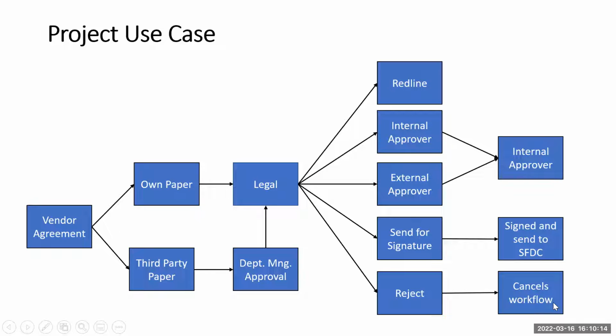So that's the exception scenario. Send for signature. Once the agreement is signed, the signed date, the effective date, and some other data, such as stage, will get updated in Salesforce. Then the external approval and the internal approval.